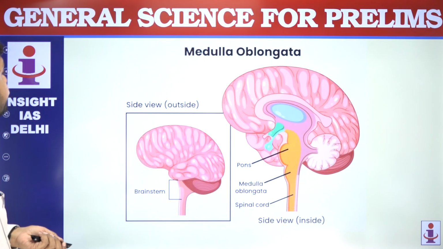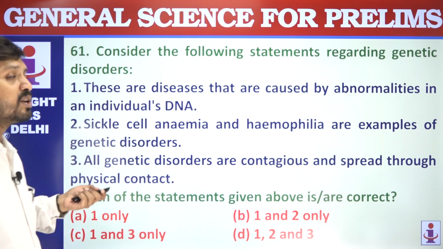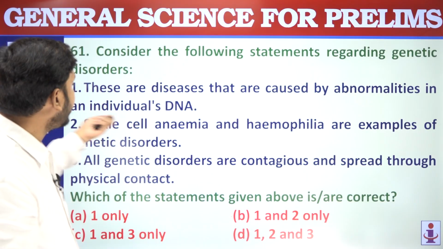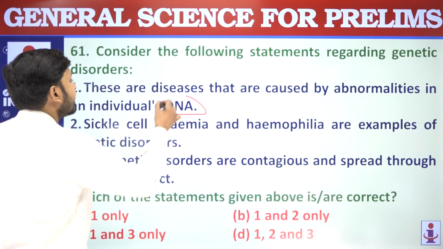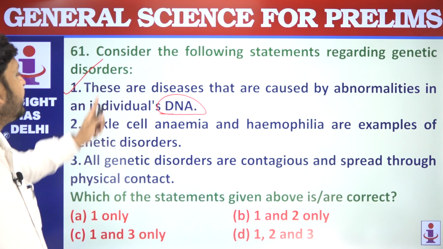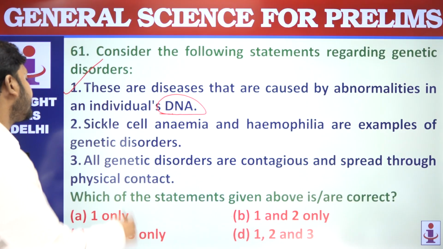Next one. Consider the following statement regarding genetic disorders. This is also a direct question. These are the diseases that are caused by abnormalities in the individual's DNA. Some DNA mutation or some issue is occurring, then only these genetic disorders are there. Sickle cell anemia and hemophilia are examples of genetic disorders.